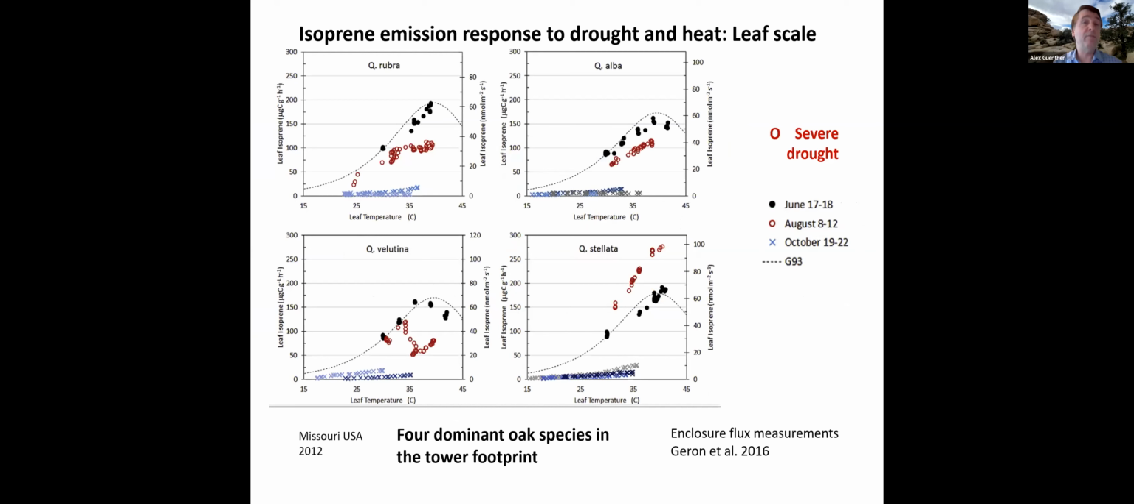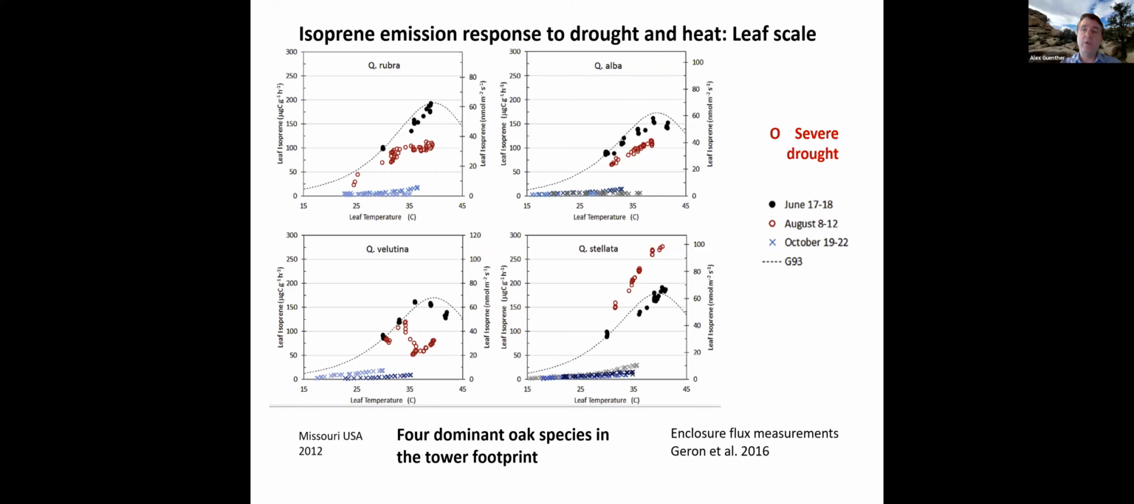So we also made leaf level measurements. So we had leaf cuvette systems. We could go out there, measure photosynthesis, transpiration, and control the temperature. So we could make measurements, get temperature response curves, but also make measurements at the same temperature in different plants. We looked at 4 dominant tree species in the tower footprint. And so you can see here, they have the black dots. That's during the no drought to a moderate drought period. And then the red is the severe drought.